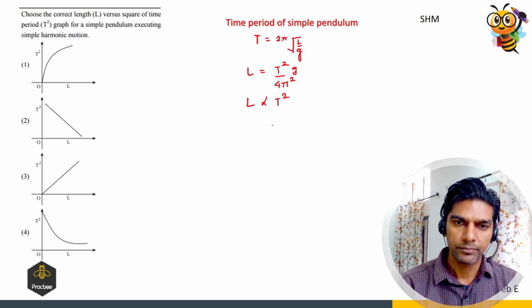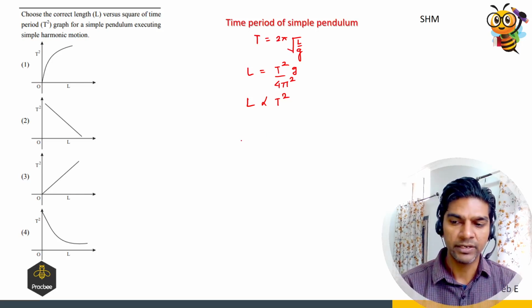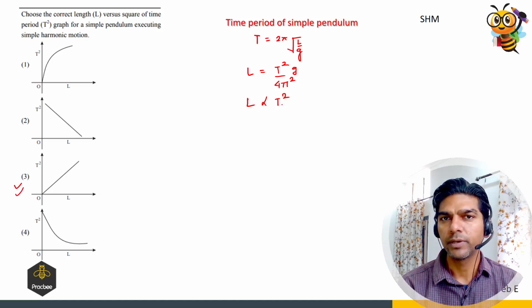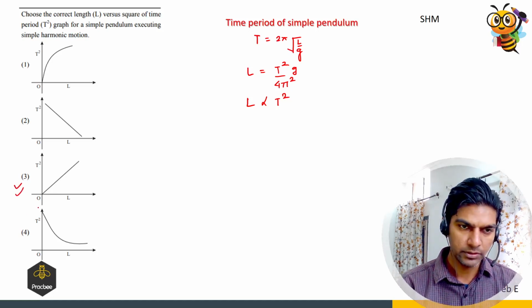So if we plot it, it will be a straight line, and the slope is positive. It is a straight line passing through the origin. So option 3 is the right answer.